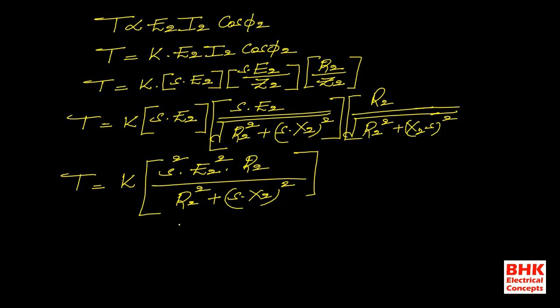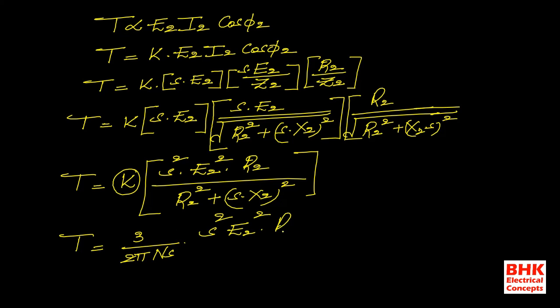So T is equal to K into S square into E2 square into R2 divided by under root R2 square plus S into X2 square. Now coming to the constant term K. In case of a three-phase induction motor, the value of K is 3 divided by 2 pi ns. So this is the value of constant K, and the remaining part is S square E2 square into R2 divided by R2 square plus S into X2 square.